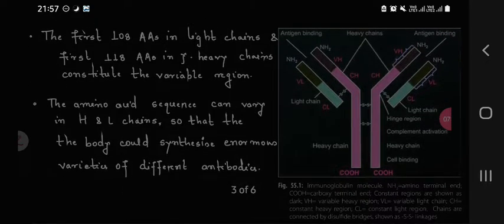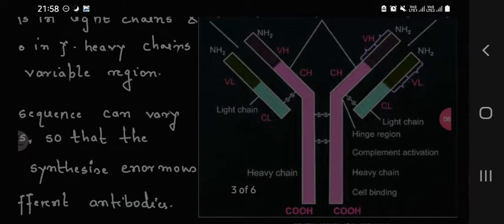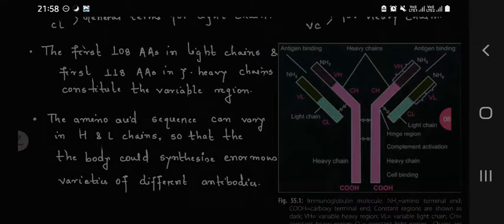The first 108 amino acids in the light chain and the first 118 amino acids in the heavy chain constitute the variable region. The amino acid sequence can vary in heavy and light chains so that the body can synthesize enormous varieties of different antibodies. So this is the structure of an antibody. Here you can see the antigen binding site, light chain and heavy chain.